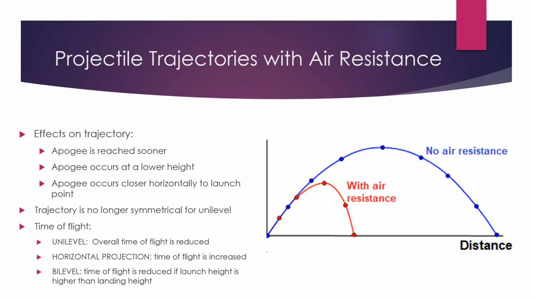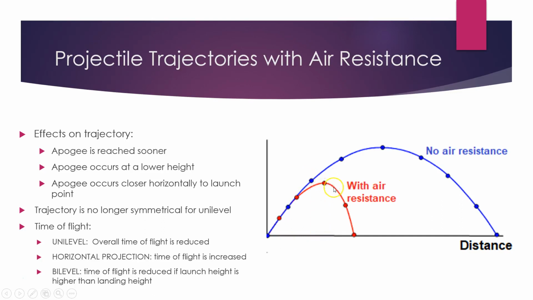Now the time of flight, the overall effect of air resistance on a projectile's time of flight depends on what kind of situation we're talking about. With unilevel, it's a bit complicated because with unilevel projection, there's two parts to it, right? There's the upwards part as it's going up towards the apogee, and then there's the downwards part as it falls from there. On the upwards part, gravity will be acting down on the projectile, and air resistance will be acting down on the projectile as well. That is if we consider the vertical velocity component. So that means there'll be a larger downwards acceleration acting on it, and it will reach the apogee in less time.